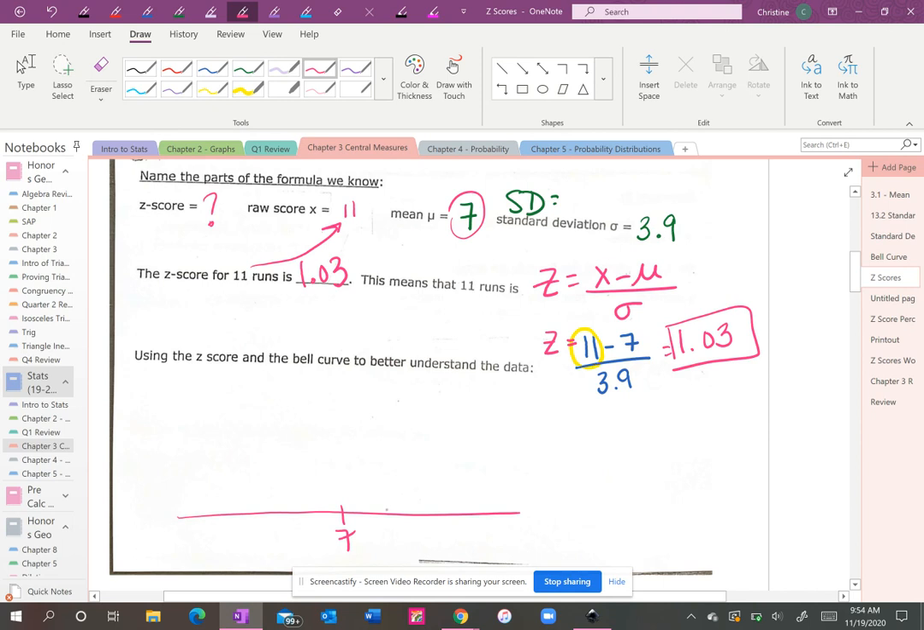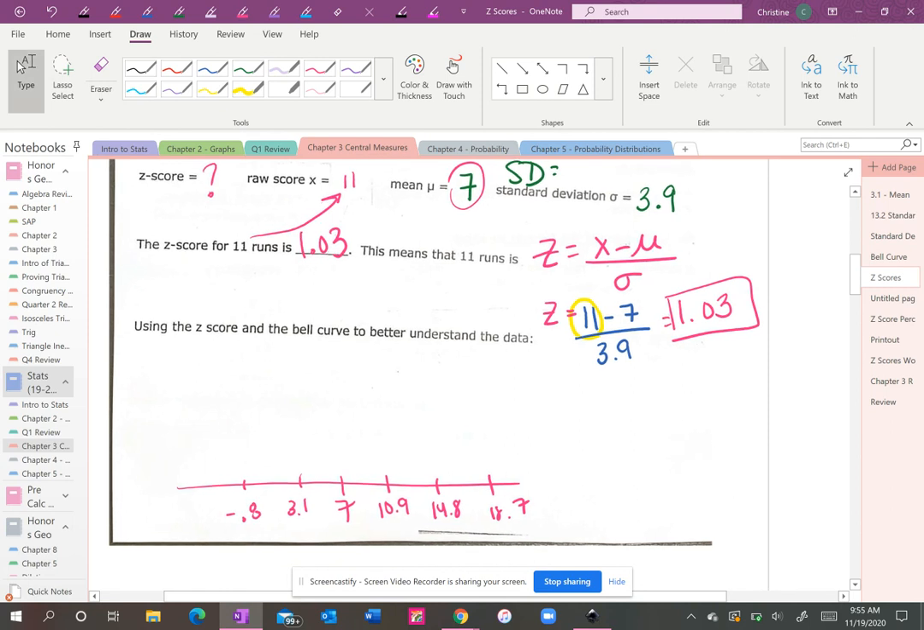So I'm going to jump over here, 3.9. That puts me at 10.9. 10.9 plus 3.9, the next jump is 14.8. The next jump after that is 18.7. If you were going down, then this would be 3.1. And then you start to get some negative values.